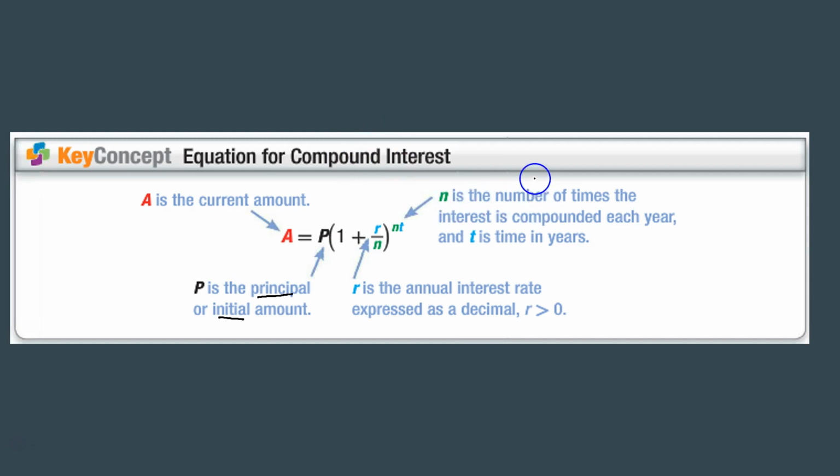So if it says something like 2 times a year, or it says quarterly, that one's a good one that you'll see, quarterly would mean 4 times per year. And T is the time in years. R is the annual interest rate, and notice once again, it needs to be put as a decimal.